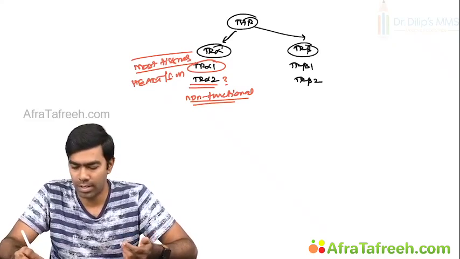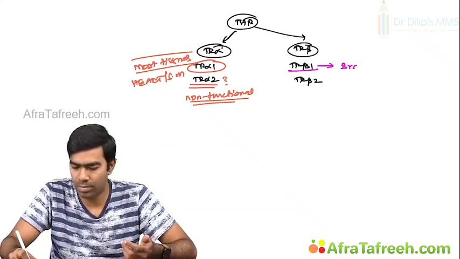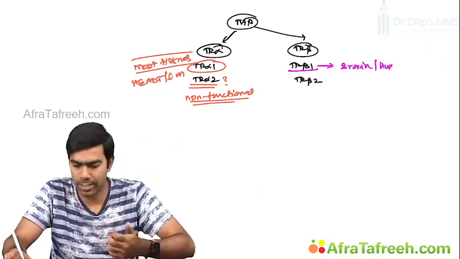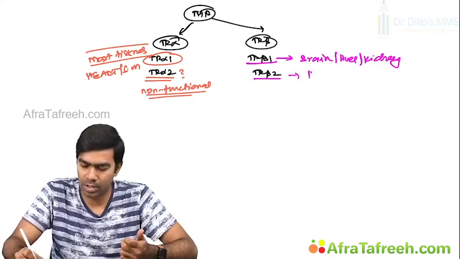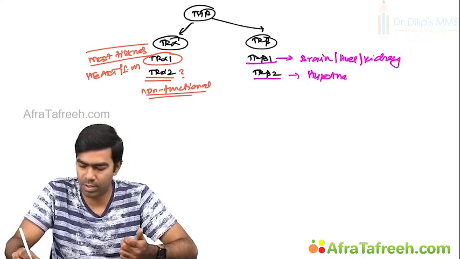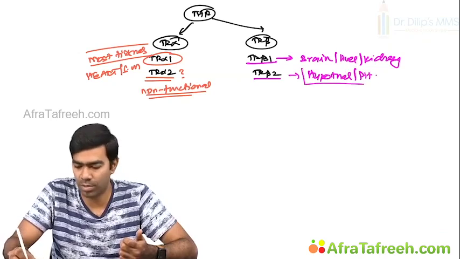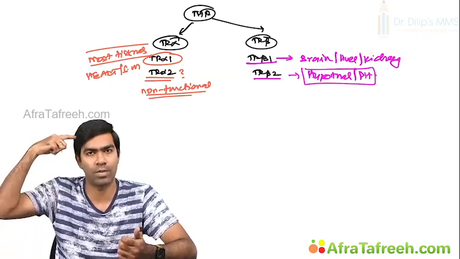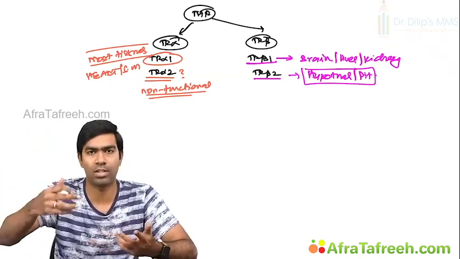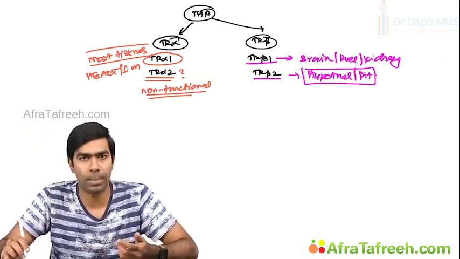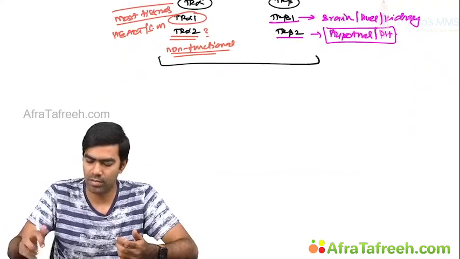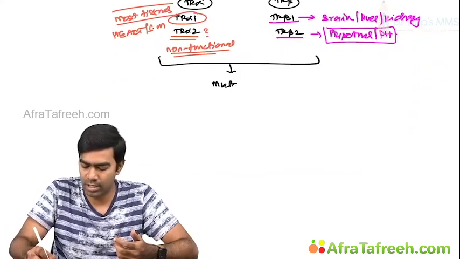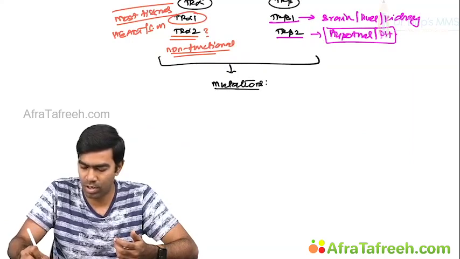They are non-functional. And TR beta 1 is principally located in the brain, liver and the kidney. TR beta 2 is heavily concentrated in the hypothalamus and the pituitary, which means for feedback, these receptors are very important, because the T4 is going to give feedback to the pituitary and hypothalamus of how much levels are there through this TR beta 2 only. And if you have any mutations in this TR alpha or TR beta, that will result in a clinical syndrome called thyroid hormone resistance.